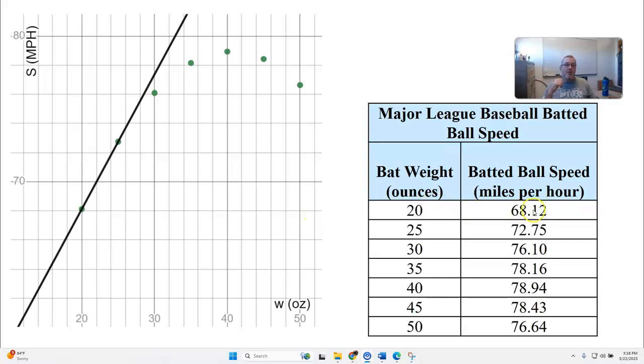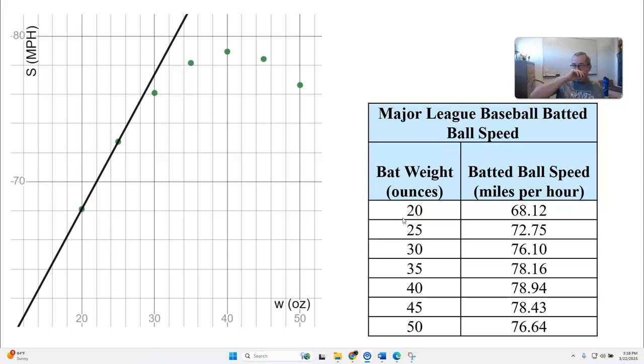Okay, now, what about the initial rate of change? Notice the ball speed went up from 68.12 to 72.75. So you could subtract those two numbers to find out the increase. 72.75 minus 68.12 is 4.63. So the batted ball speed increased by 4.63 miles per hour when the bat weight went up by 5 ounces. Now that's by 5 ounces.